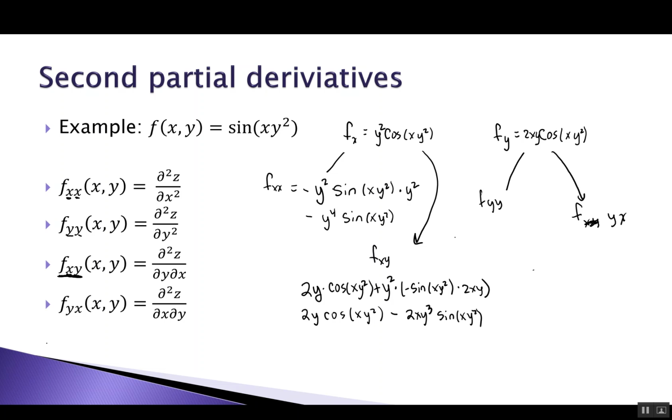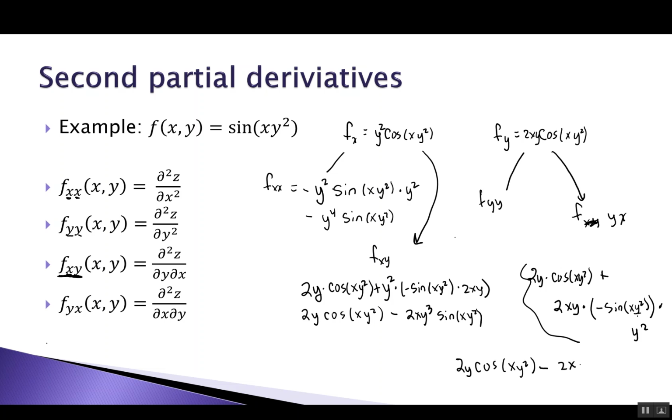So the derivative of the first times the second left alone, plus the first left alone times the derivative of the second, which is negative sine of xy squared, times, let's see, the derivative with respect to x of that will be y squared. And that all works out to be 2y cosine xy squared minus 2xy cubed times sine of xy squared.